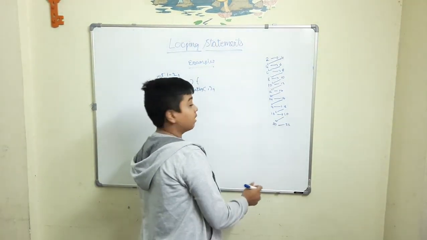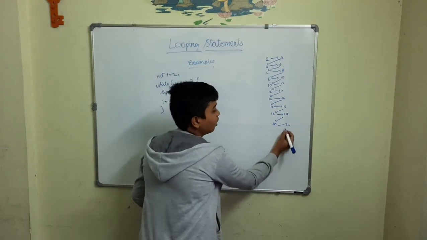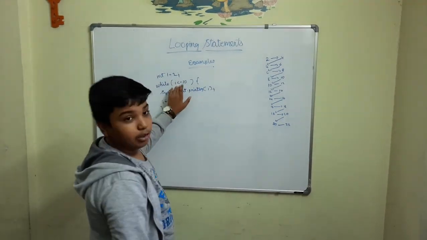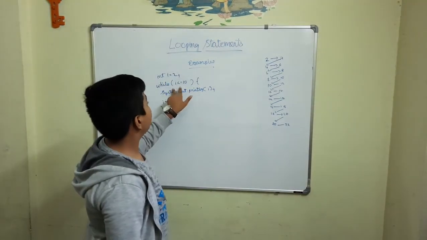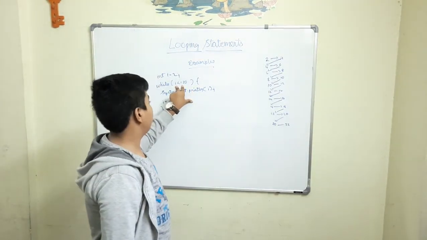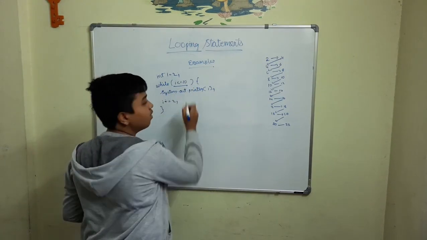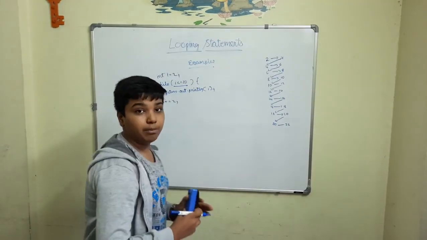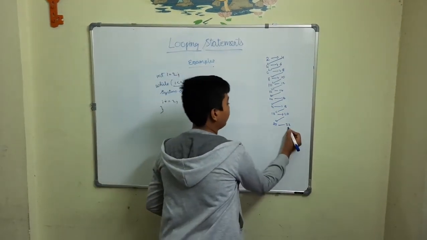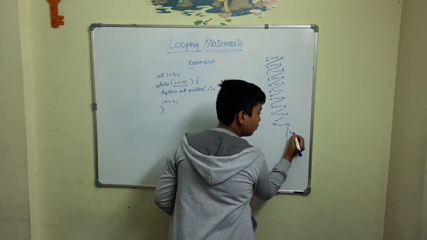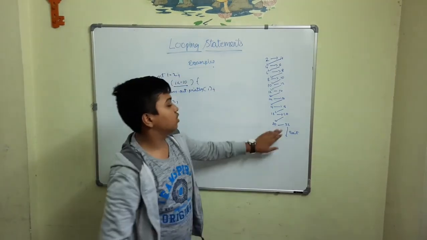Now after it increments to 22, it does not print because it checks the value first. After incrementing, it checks the value. So 22 is not less than or equals to 20. So this becomes false over there. And when it becomes false, it exits out of the loop. So the loop ends over here. It exits over here.